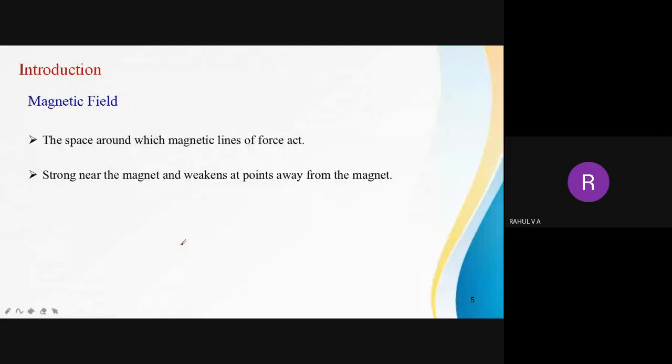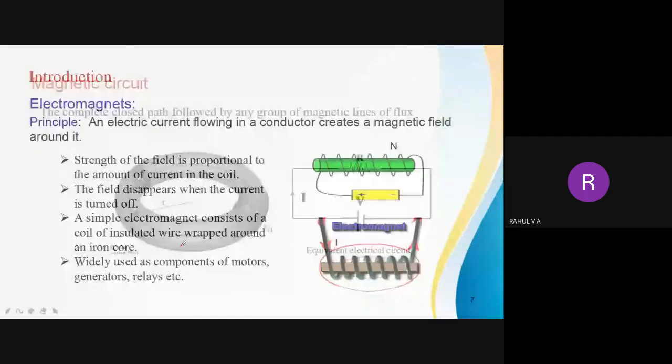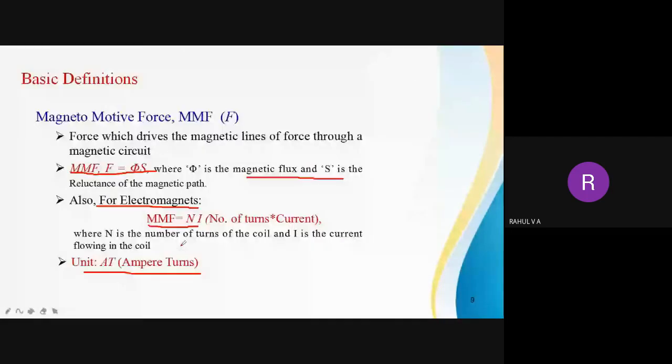Magnetomotive force is the force required to drive magnetic lines of force in a magnetic circuit. You need words like drive. A force which drives magnetic lines of force through a magnetic circuit.